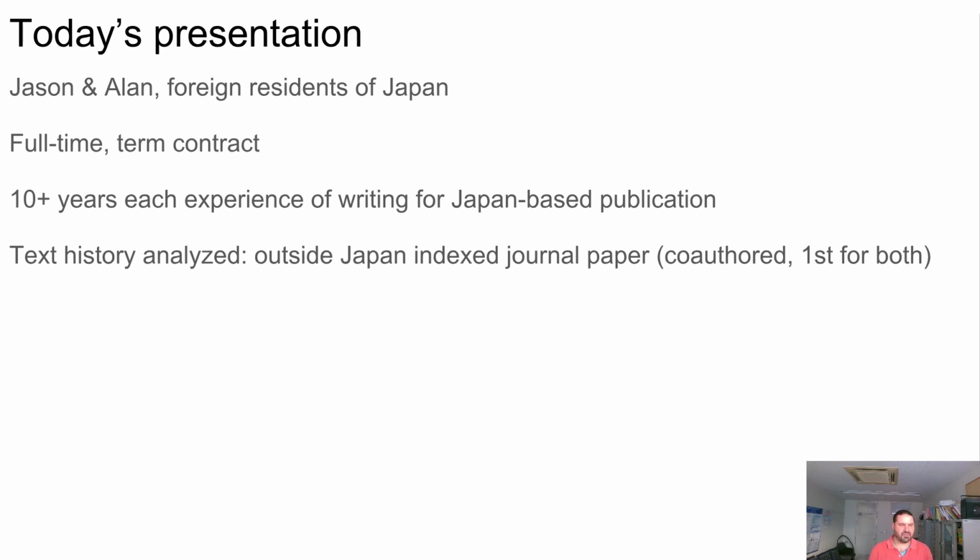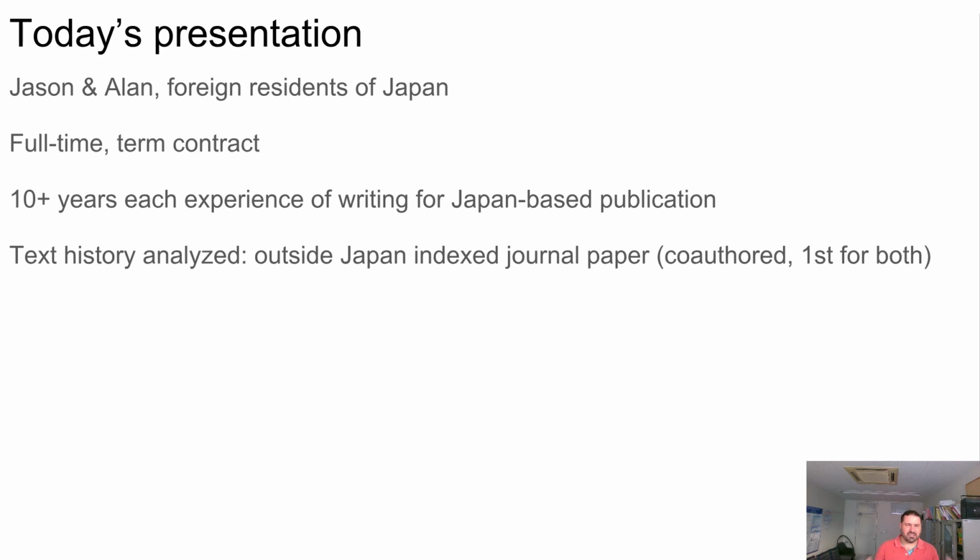So rather than try to take a spread-shot approach, I decided to choose one group of authors and one manuscript to focus on. Specifically, the pseudonyms for the authors are Jason and Alan, both foreign residents of Japan. They hold full-time term contracts. Each of them has 10 or more experiences of writing for publication in Japan for Japan-based publications.